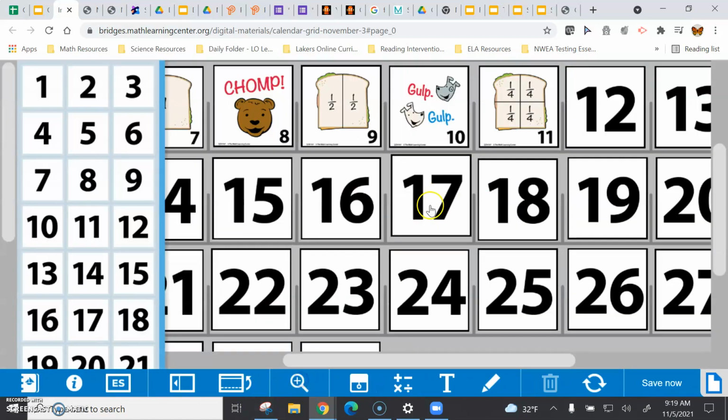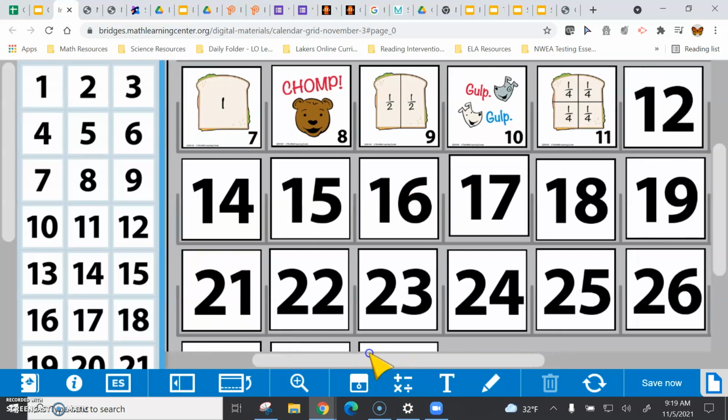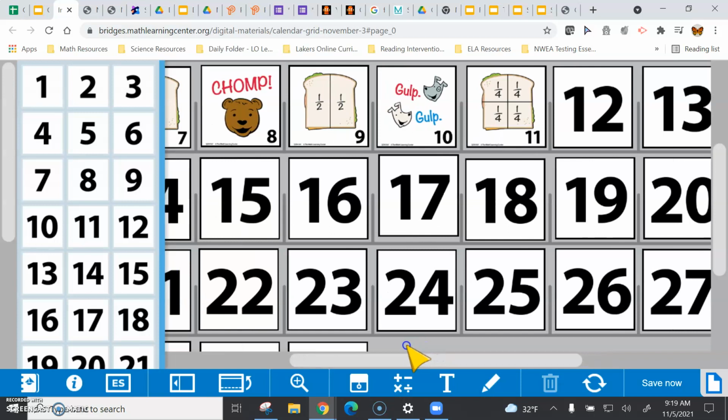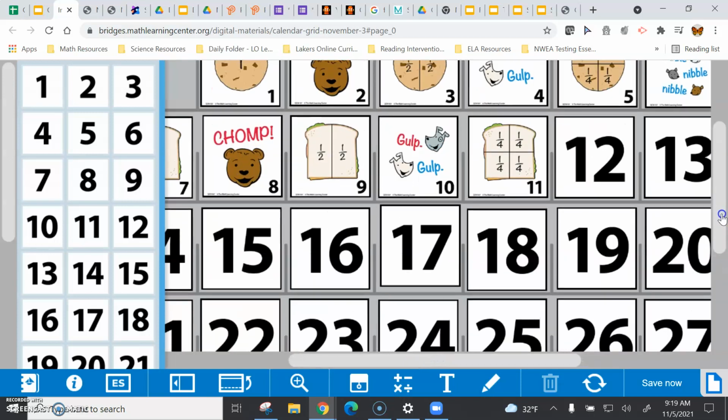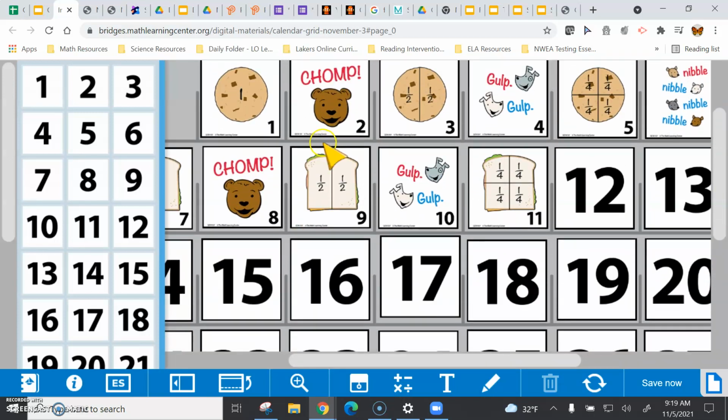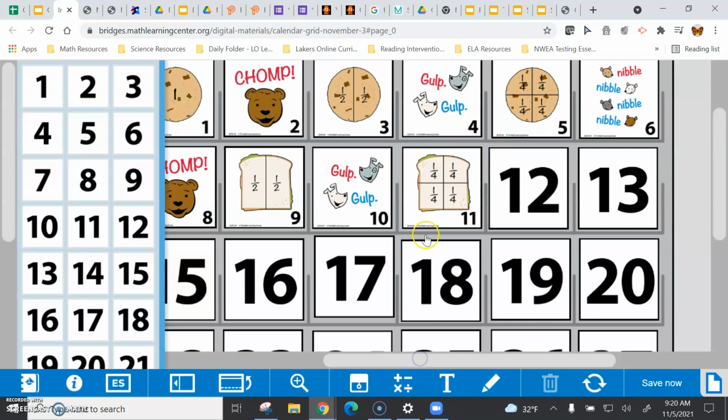Wow, we've had a lot going on this week on our calendar. We had one whole sandwich. The bear ate the sandwich. Then we had a whole sandwich that was cut into two equal parts, into halves. Then two dogs came and ate the sandwich. Yesterday, we found out we had another whole sandwich and it was cut into fourths, four equal parts.